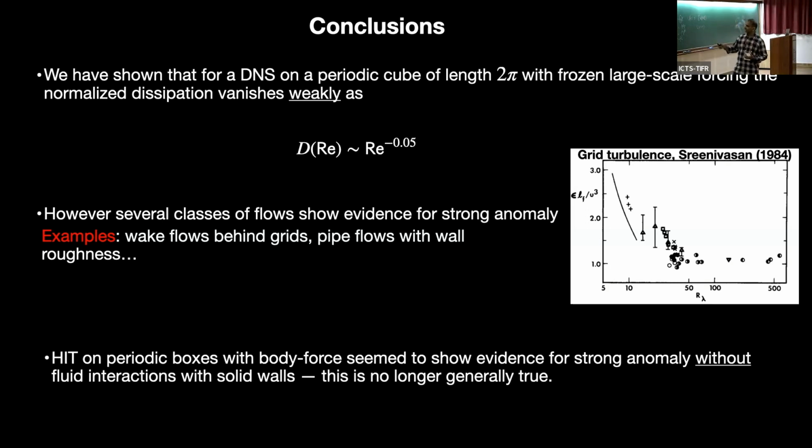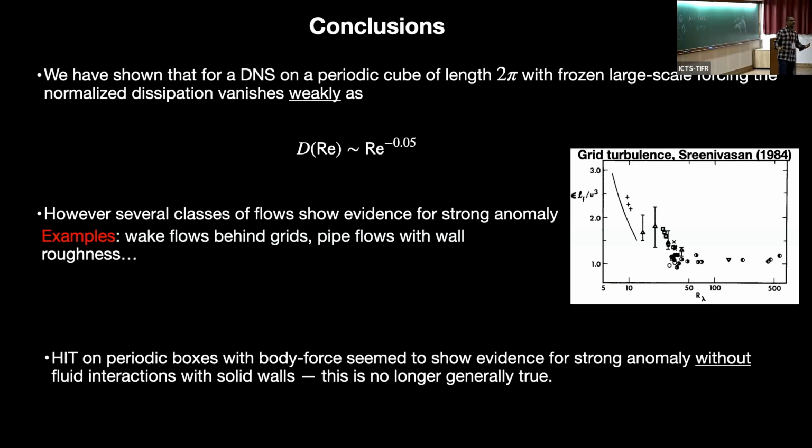For instance, if you take wake behind grids or pipe flows with wall roughness, there is very good evidence that the strong anomaly survives. Here I'm showing you data by Sreenivasan. This paper shows data for wake behind grids, and the data shows very strong support for the fact that the anomaly survives strongly. What all this tells me is that this is homogeneous isotropic turbulence on periodic boxes with this body force. It has seemed to show evidence for strong anomaly without fluid interactions with solid walls, and that was the allure of DNS on periodic boxes.